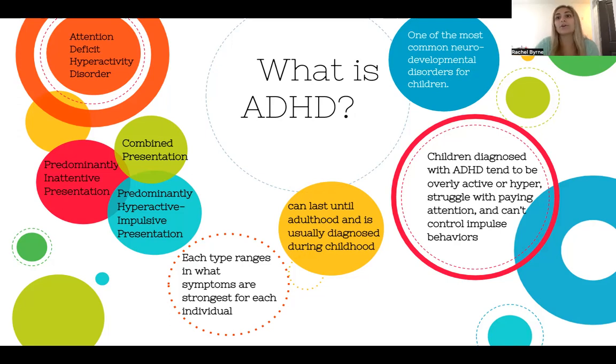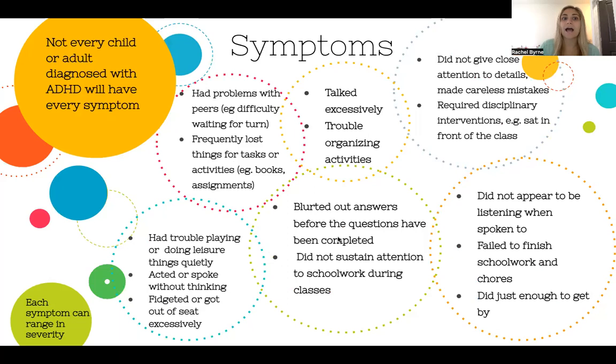It's one of the most common neural development disorders for children. And so the symptoms that students will start to show, when teachers start to notice these things, normally they talk excessively, they get in trouble, they have a lot of outbursts of answers before the questions have been completed. You'll see this in school where children just blurt out their answers, and they won't raise their hand at all. So it could look like that.